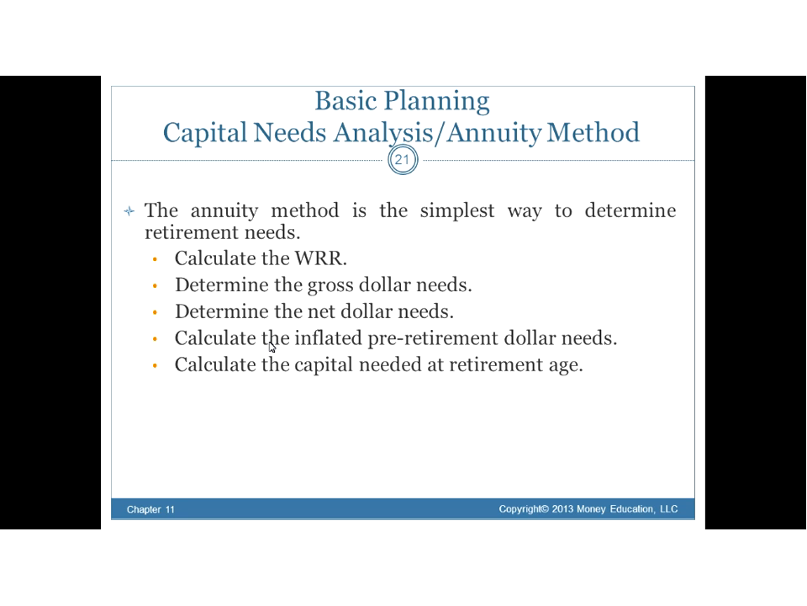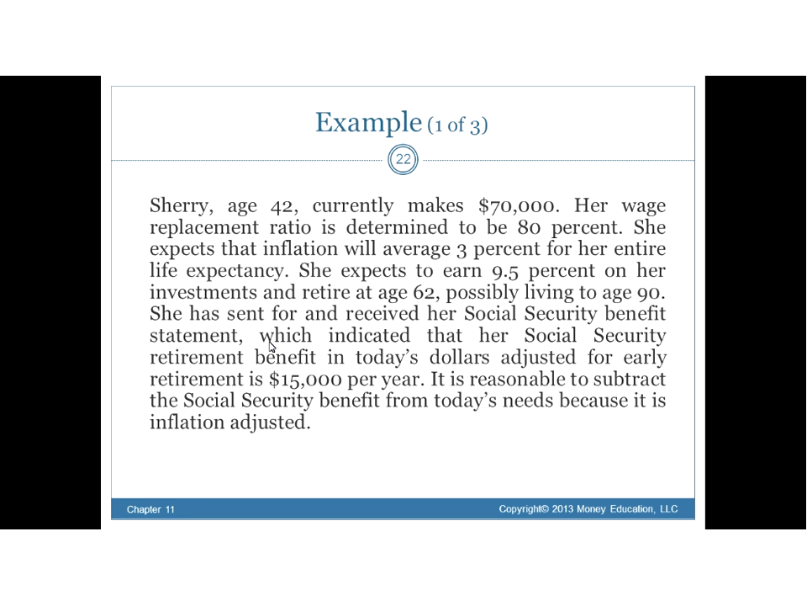So here's basically the basic capital needs analysis approach, which is the annuity method. We have to calculate a wage replacement ratio, or we can do the budgeting approach, either one. Wage replacement is the top-down approach. Determine the gross dollar needs before Social Security, the net dollar needs after Social Security. Calculate the inflated pre-retirement dollar needs. If you need $40,000 in today's dollars, how much is that going to be at retirement? And then calculate the capital needed at retirement.